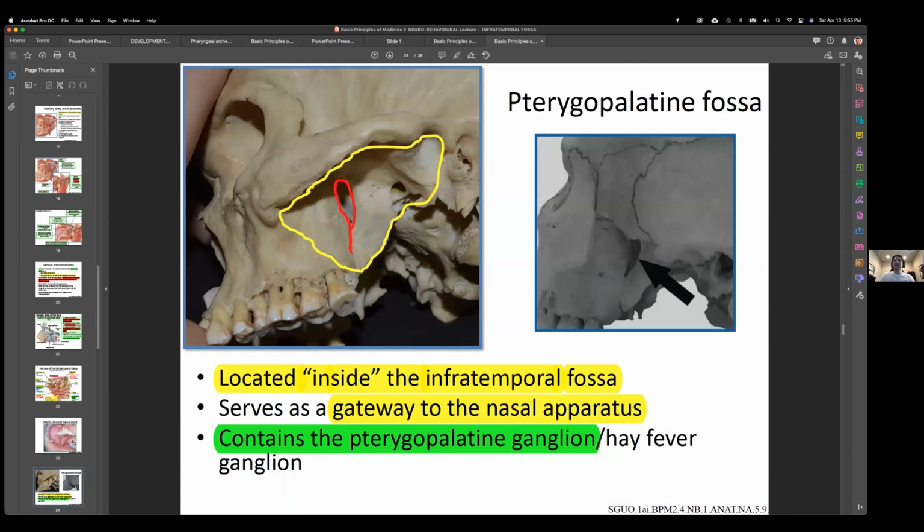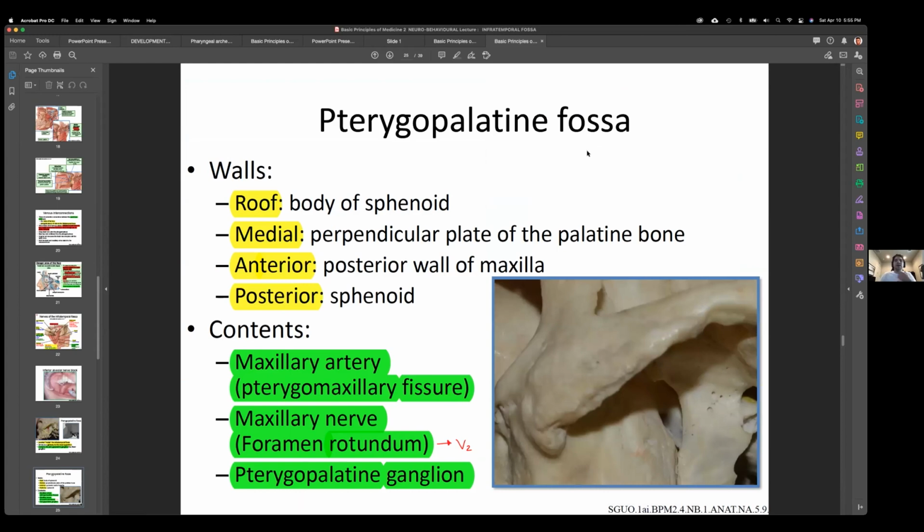And then the pterygopalatine fossa, it's a little bit deeper. So I think this is the second part of that lecture, right? And then you can know what specifically goes through that. These are important structures, right? So you definitely want to remember those.